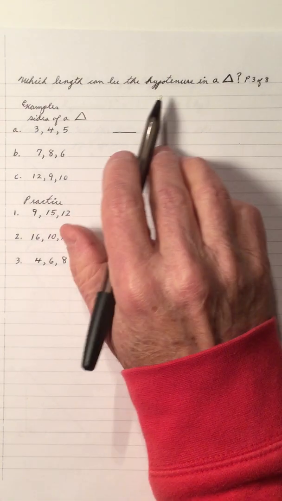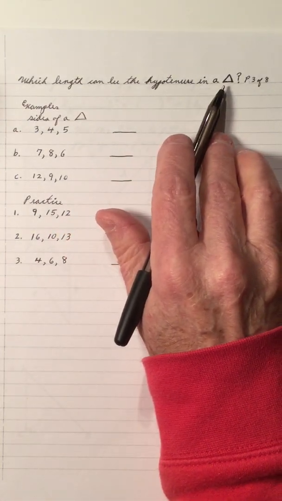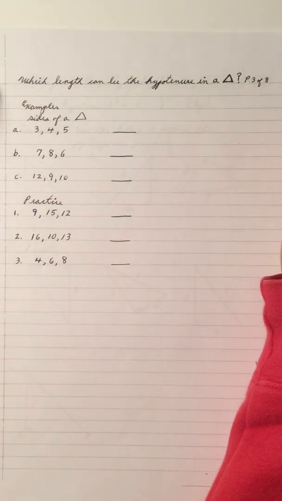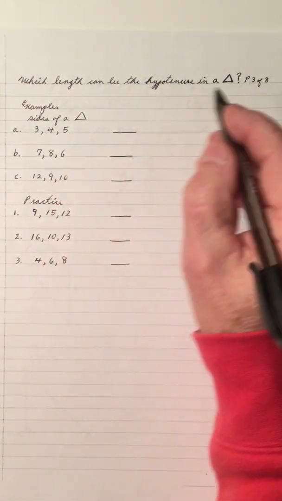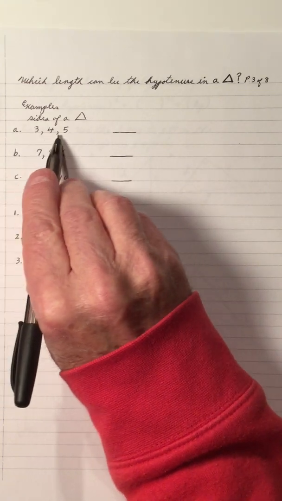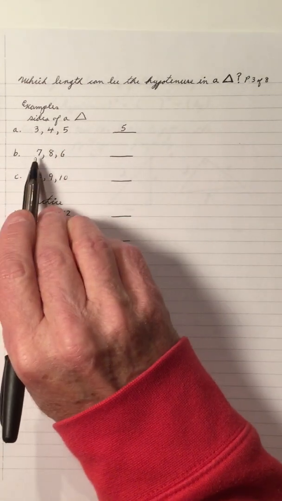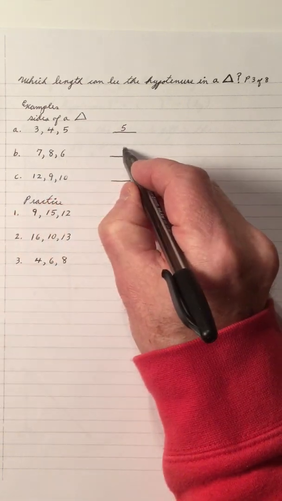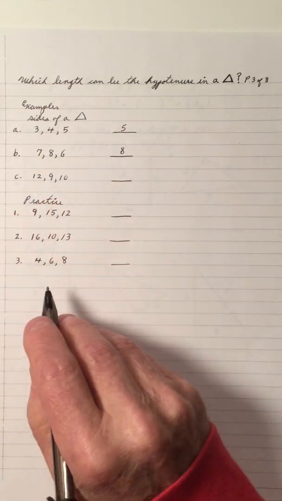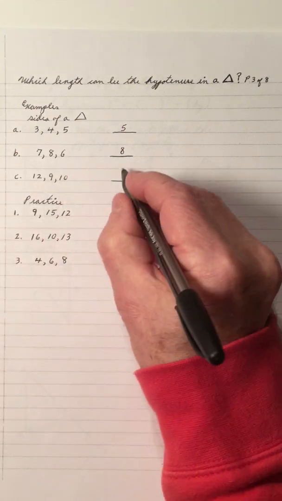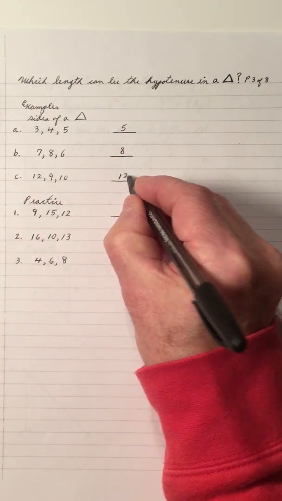Which length can be the hypotenuse in a triangle? Even though these might not be right triangles, the hypotenuse is always the longest side. So the hypotenuse in A is 5. 5 is the longest. In B, 8 is the hypotenuse, the longest side. Possibly. C, the longest side is 12, so 12 is the hypotenuse.